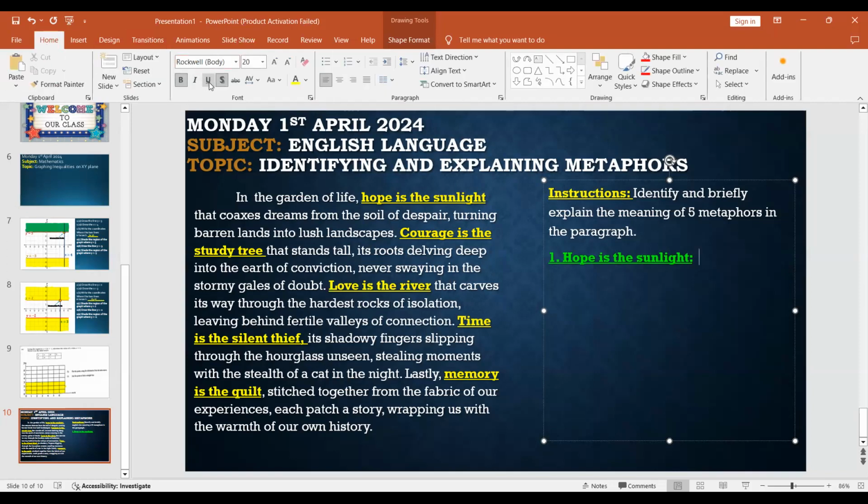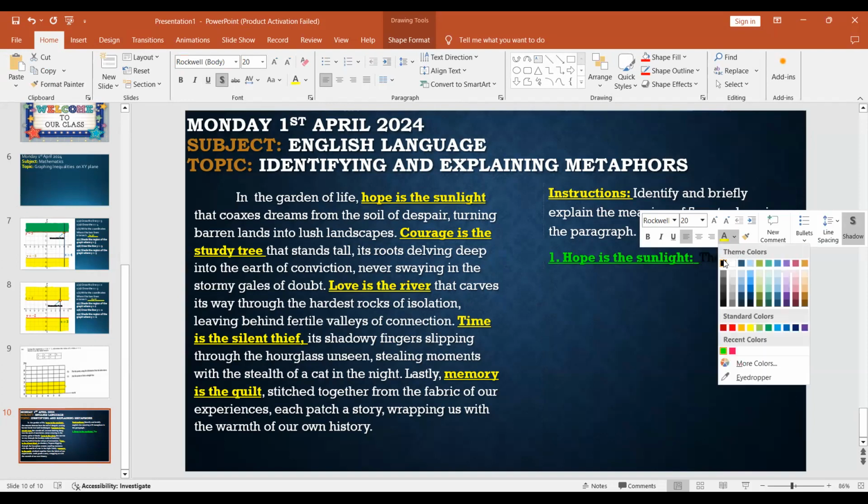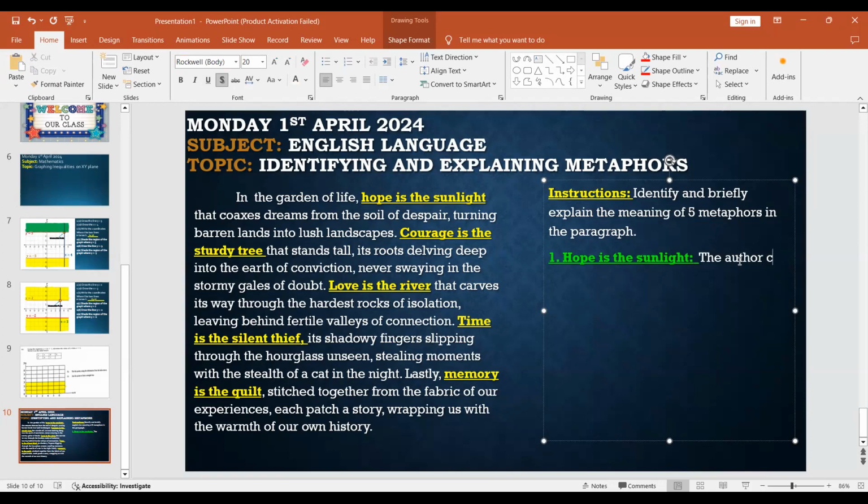We can say the author compares hope to the sun, implying that it brings light, clarity, and growth to our dreams.